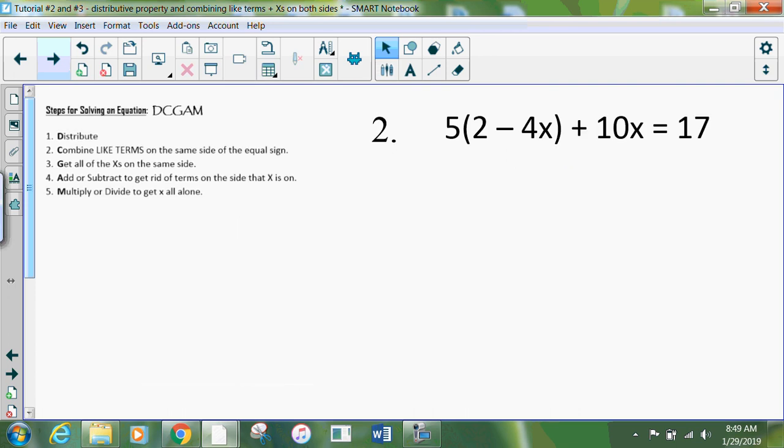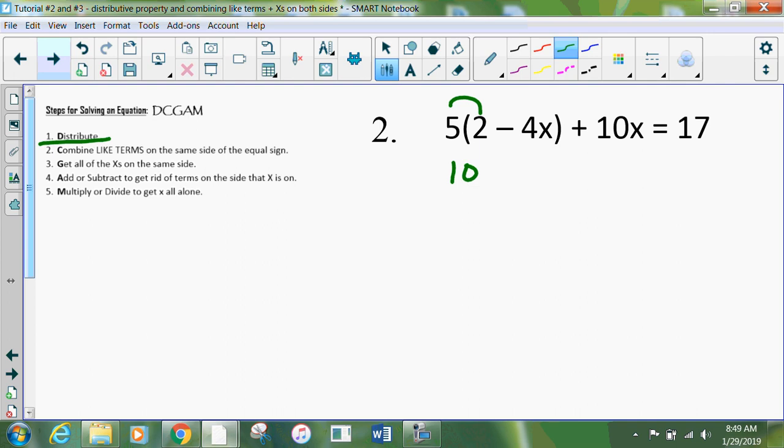All right, so here's another one. I'm going to use DC-GAM, D standing for distribute, especially because I see the parentheses and I know that I'll have to distribute. So I'm going to do that first. So I'm distributing first. 5 times 2 is 10. I'm remembering to distribute to both terms in the parentheses, both the 2 and the negative 4x. And then I'm just going to bring everything else down. I'm going to bring down the plus 10x, bring down the equal, and bring down the 17. I'm not going to try to do more than one step at a time.